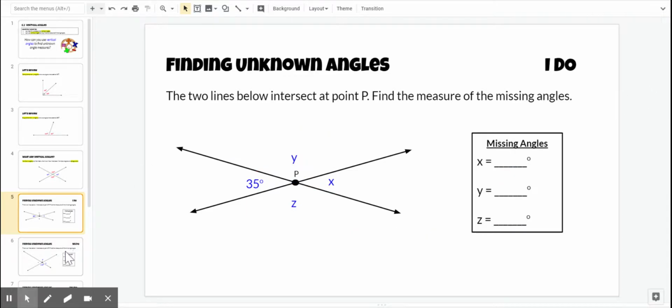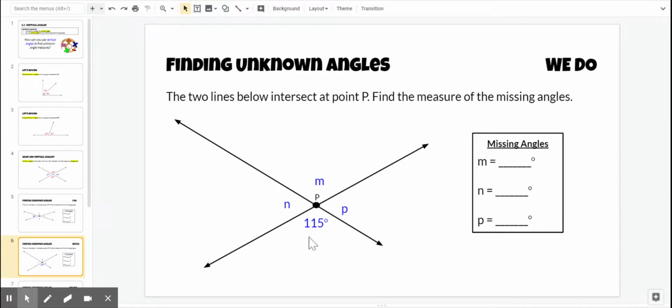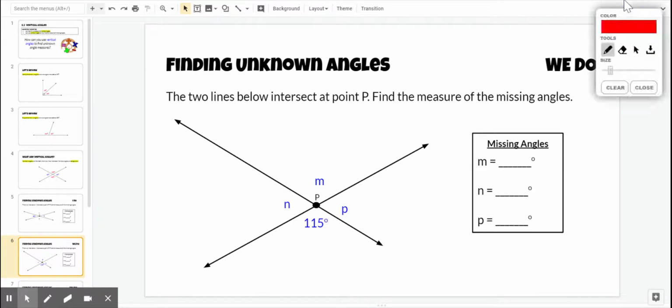Okay, let's try another one. Take a look at this example. Two lines below intersect at point P. Find the measure of the missing angles. Really quickly, I want you to do the easiest one first. Tell me the measure of angle M.